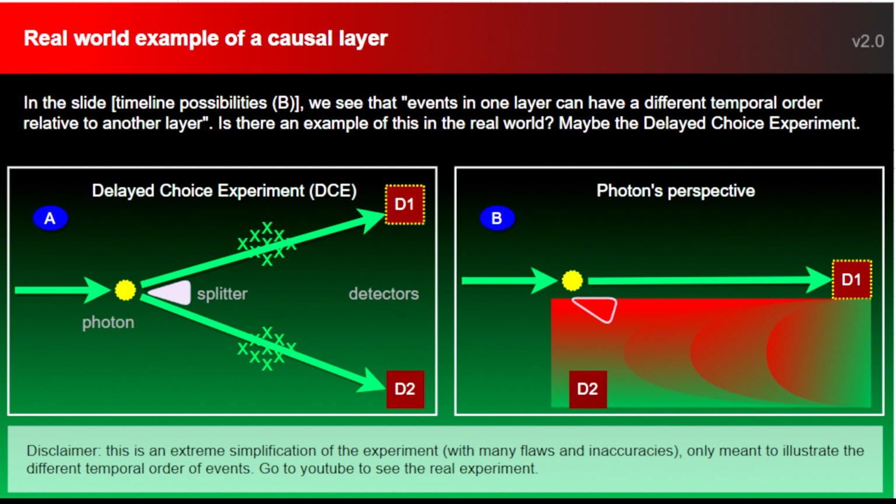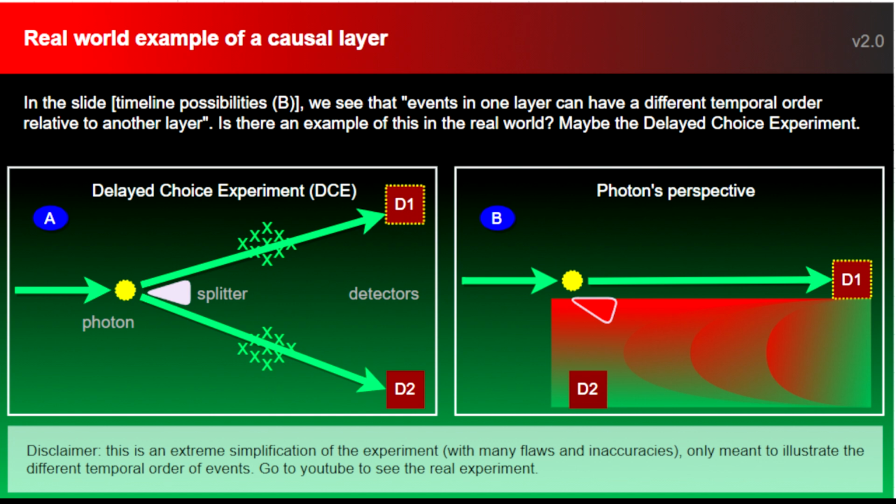A. Basically, a photon is shot at a splitter that causes it to travel both paths, top, bottom, in an entangled state. The act of measuring the photon at detector 1 or detector 2, D1, D2, somehow influences which path the photon takes. This is strange enough, but it's even true when the choice of which detector to use is made after the splitting event. So somehow the future influences the past.